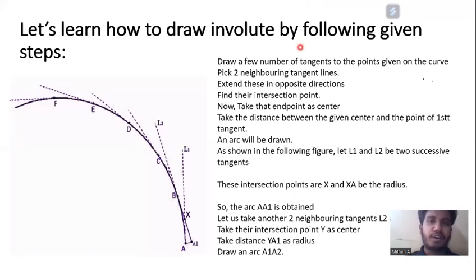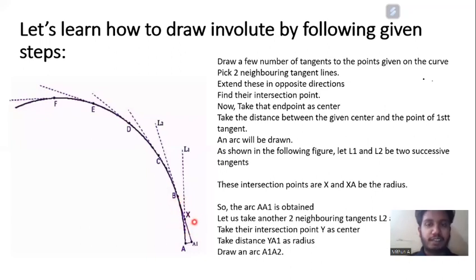Let's learn how to draw an involute by following the given steps. Draw a few tangents to the points given on the curve. Write the tangent to the points that are on the curve. Pick up two neighboring tangent lines and extend them in the opposite direction, and we obtain an intersection point here.